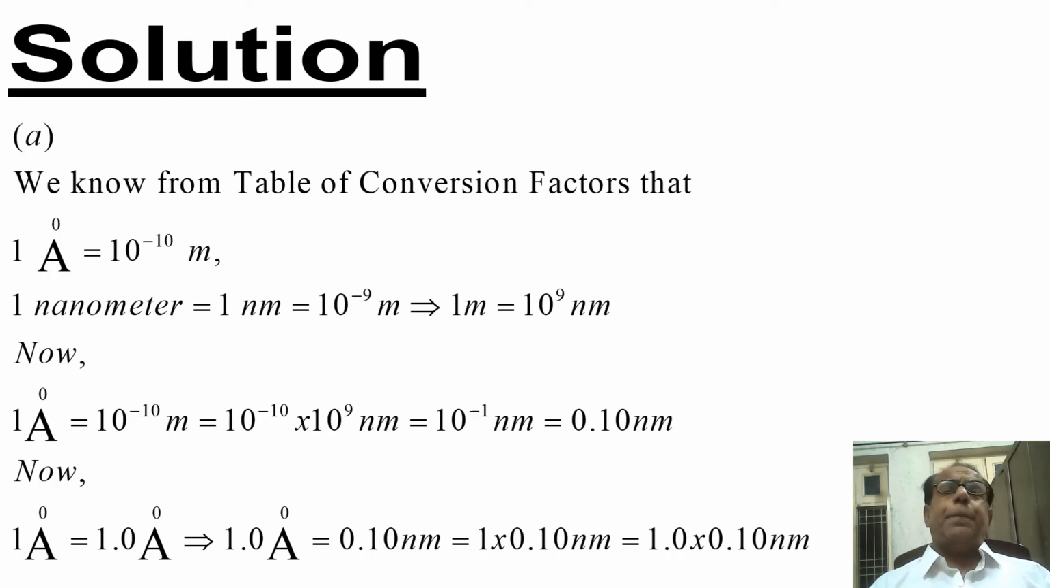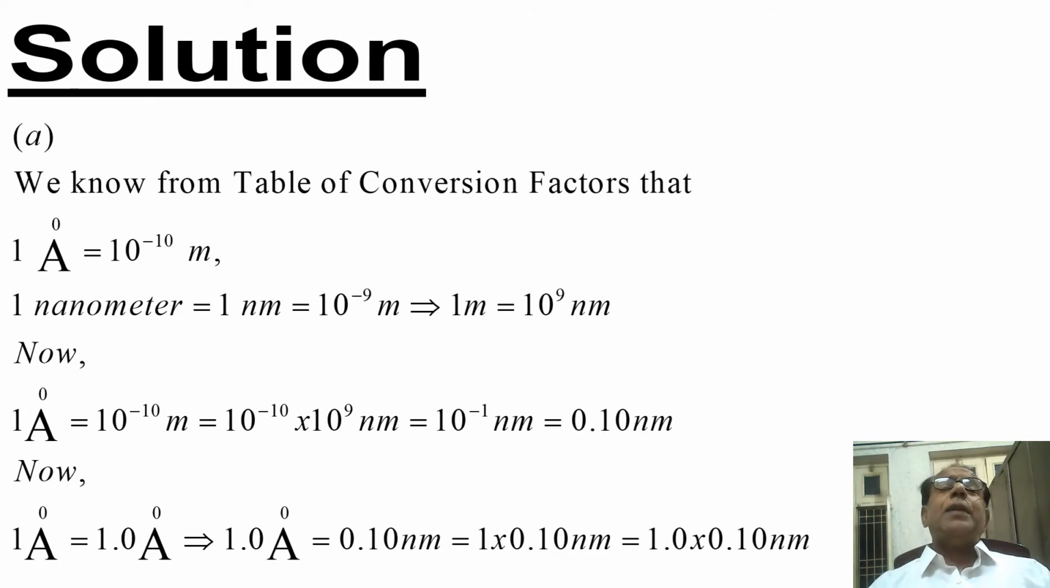Solution of part A. We know from the table of conversion factors that 1 angstrom is equal to 10 raised to the power minus 10 meter, and 1 nanometer, which is denoted by 1 nm, is equal to 10 raised to the power minus 9 meter. From where have we taken this material? We have taken this material from the table of conversion factors, which is usually given at the end of a book in the appendix section.